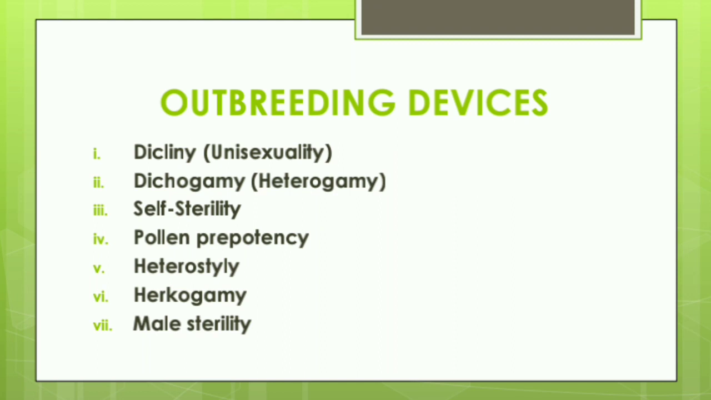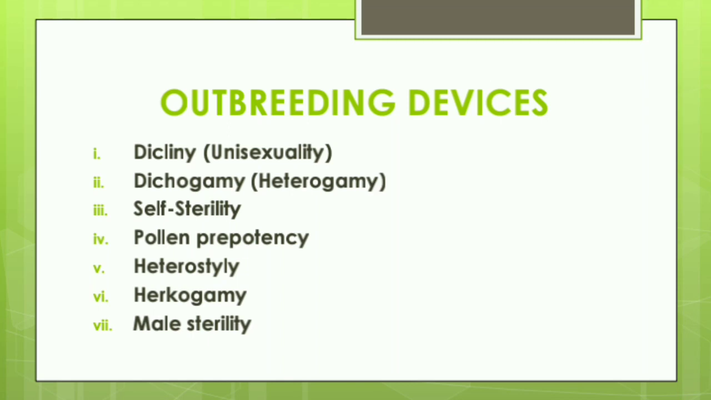Now, self-sterility is found in tobacco, tea, petunia, etc. Now, the fourth device, that is pollen prepotency. Here, the quicker growth of pollen of another plant than pollen of the same plant is called pollen prepotency. It is found in apple.